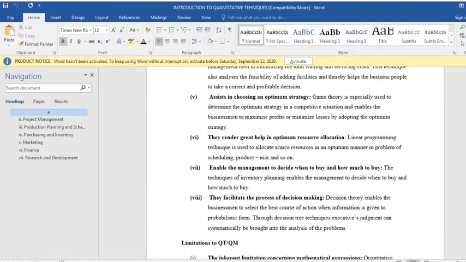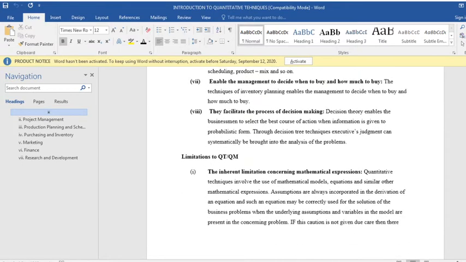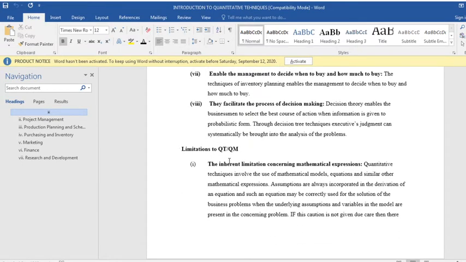Even if quantitative techniques have all those merits, they suffer some demerits. They have some limitations. Number 1, the inherent limitation concerning mathematical expressions. You will find that most of the mathematical expressions are normally derived on assumptions. And when we talk about assumptions, these are actually the things or the atmosphere that must exist for those particular mathematical models to be applied. And more often than not, you'll find that those models or assumptions don't make sense.